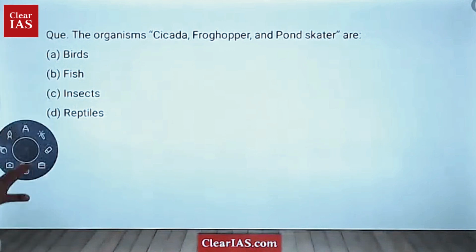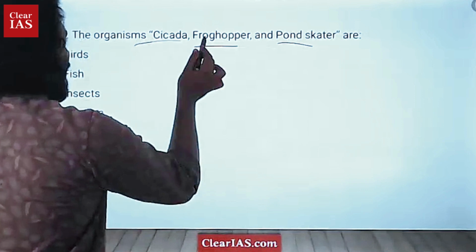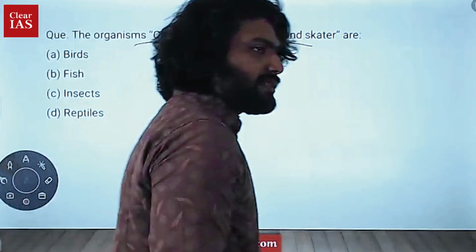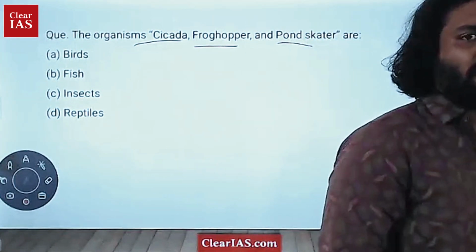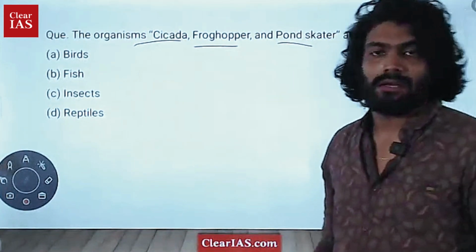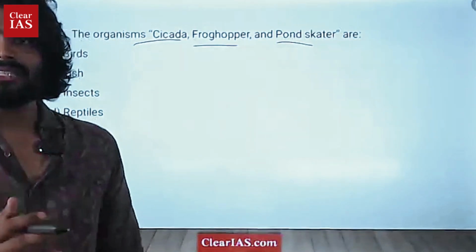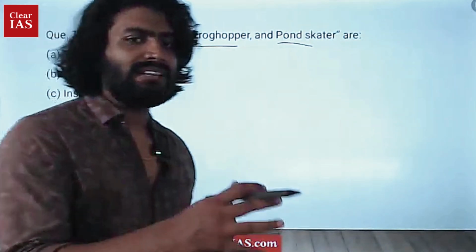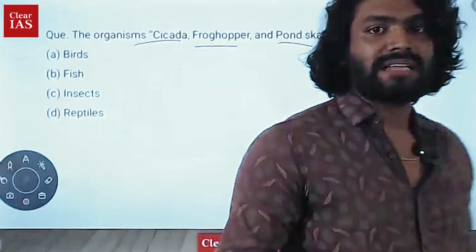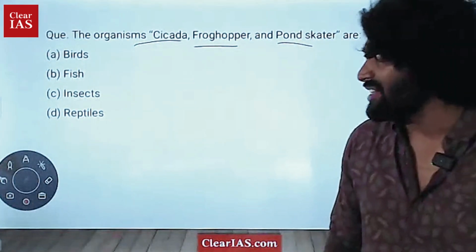The next question is the organism: cicada, froghopper, and pond skater. Again, not a very easy question. It's much more of a factual thing. You should know all these things, but again, it is a repeated kind of question. UPSC has previously asked such a question: Mahasir belongs to which kind of species? This was a previous question. Mahasir is actually a kind of fish.